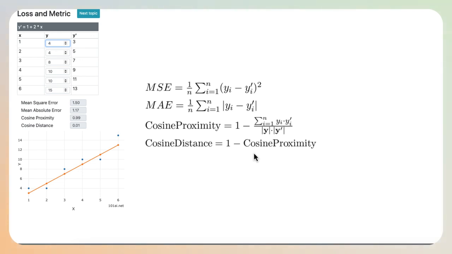I hope using this tool will help you understand the concepts of loss and metrics. Please feel free to modify the provided example data or use your own and explore the various aspects of loss and metric.